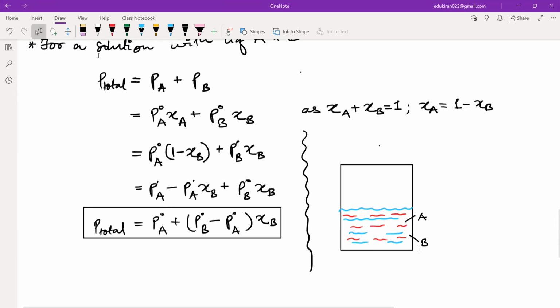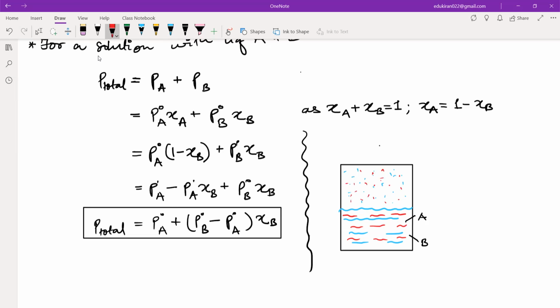Now it becomes very difficult because you don't have a measuring tool which can measure the concentration of any solution. So what you can do is apply Raoult's law. How will you apply it? If you seal the container, there will be some vapors due to blue particles, and some vapors due to red particles.